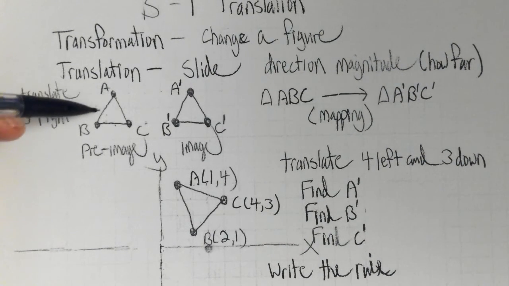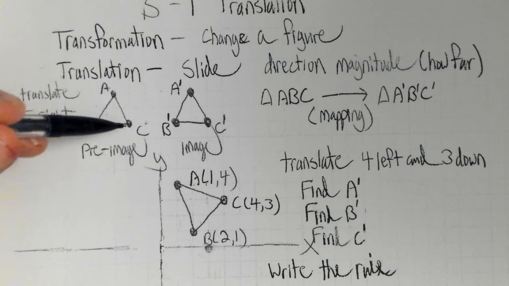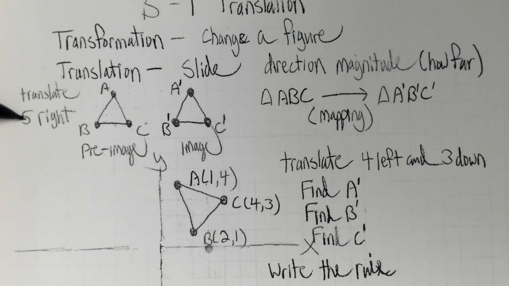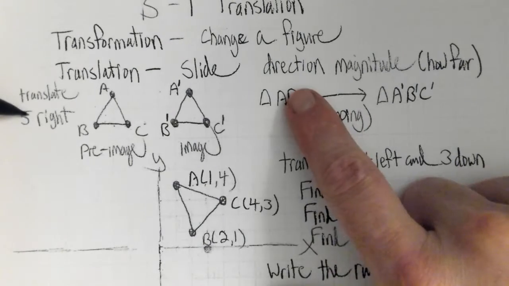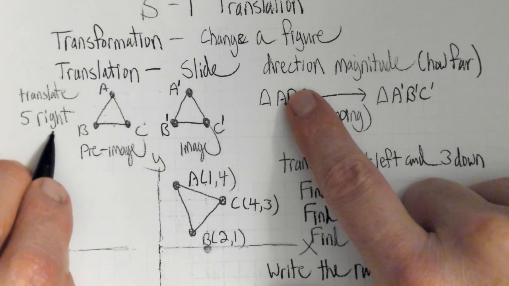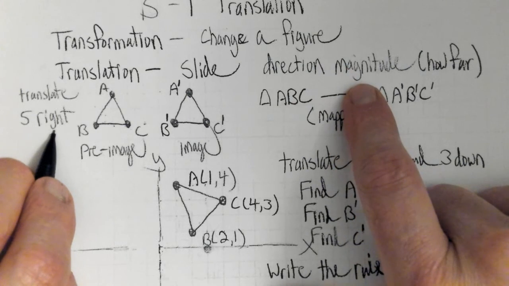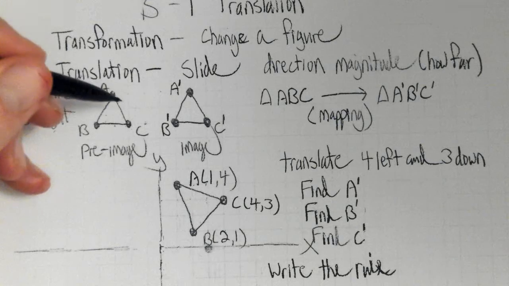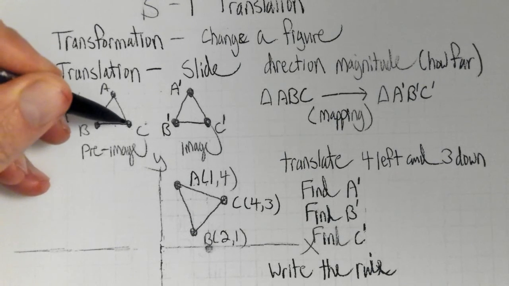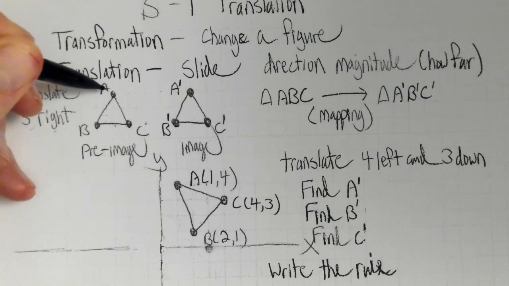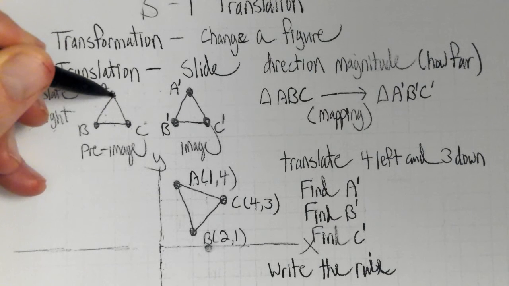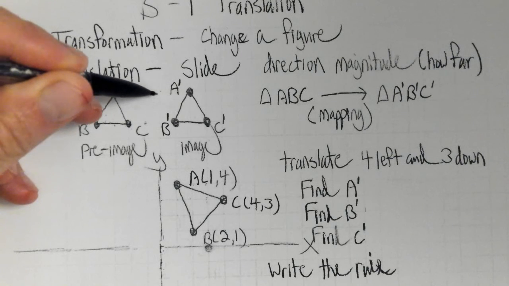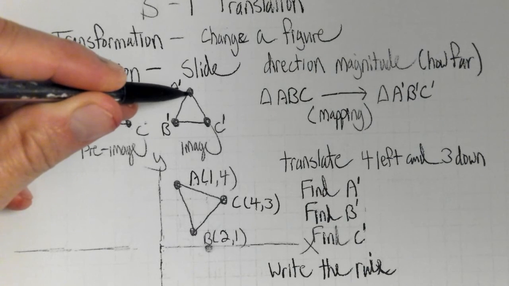Let's say I want to take this triangle ABC and translate it 5 to the right. Do I have a direction? Yes, I do: right. Do I have a magnitude? Yes, I do: 5 spaces. So what that means is every single vertex in the triangle will move 5 spaces to the right. So A will go 1, 2, 3, 4, 5 spaces to the right.